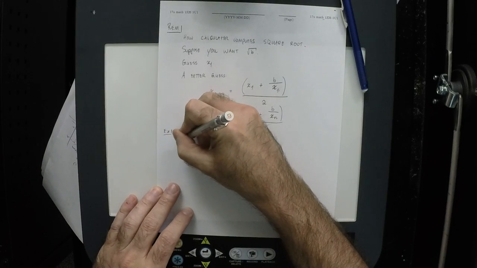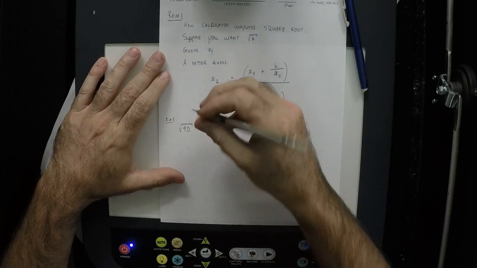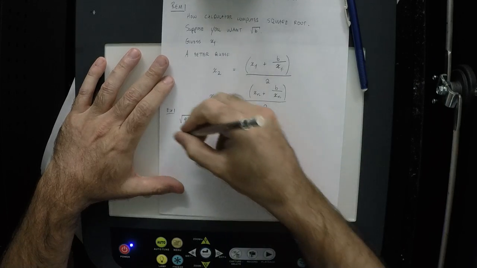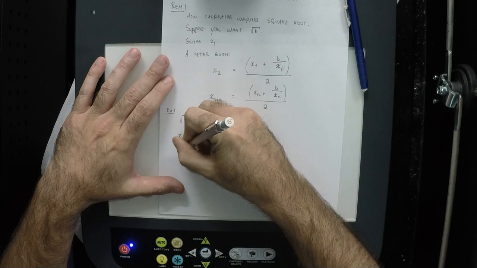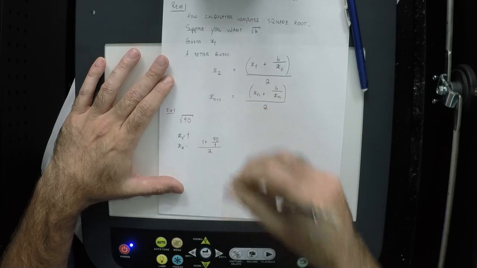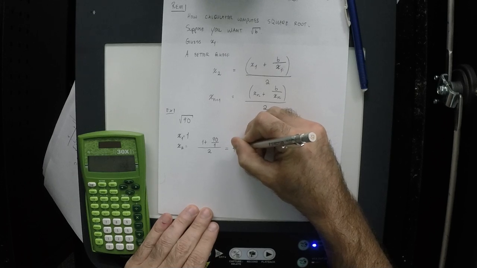Suppose we want to compute the square root of 90, and I'm going to do what your calculator actually does. I'm going to guess that the square root is 1. That's what your calculator does at first; it says, I think it's probably 1. So x1 is 1. So x2 is (1 + 90/1)/2. Okay, so 1 was the first guess, and the next guess is 45 and a half.